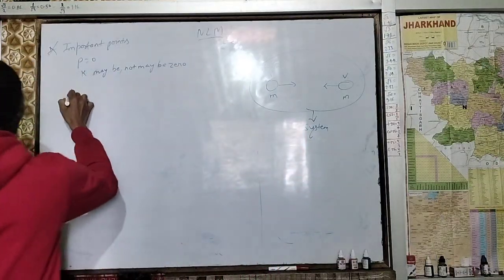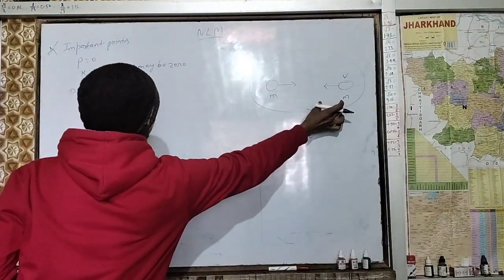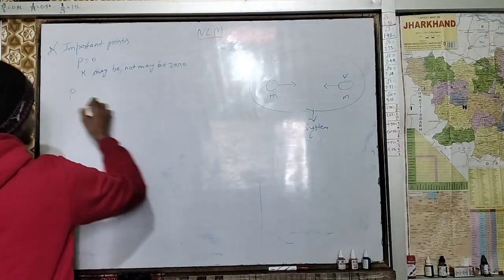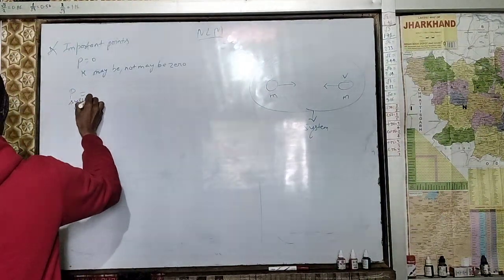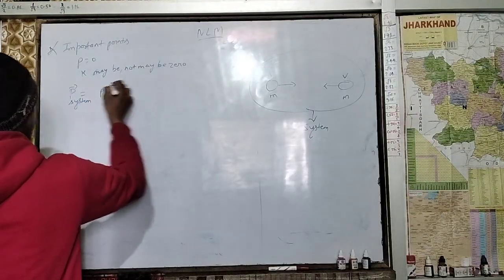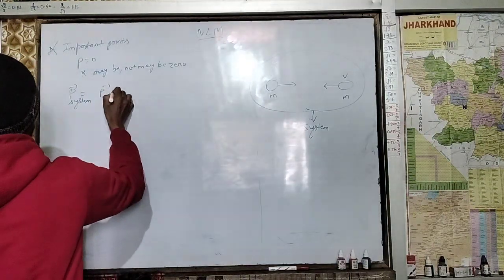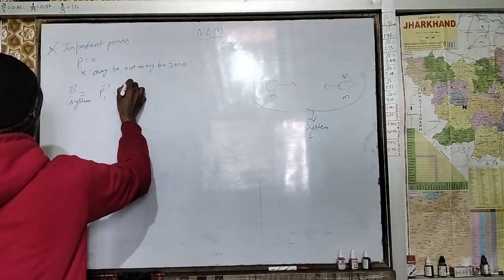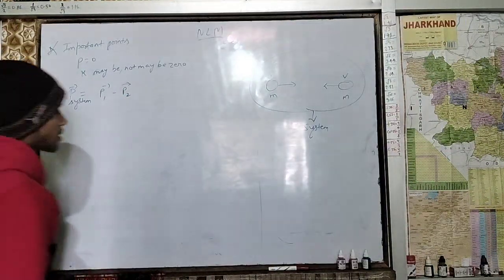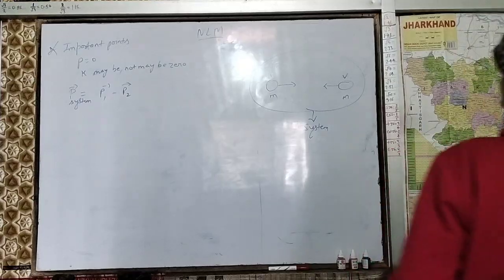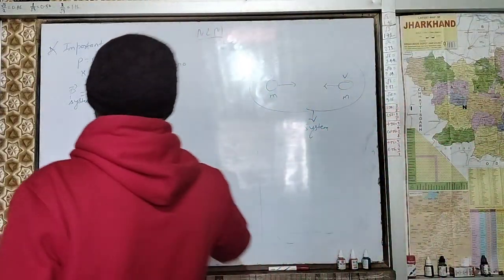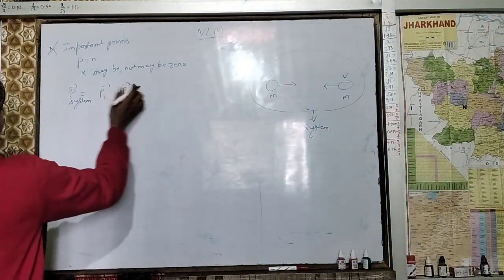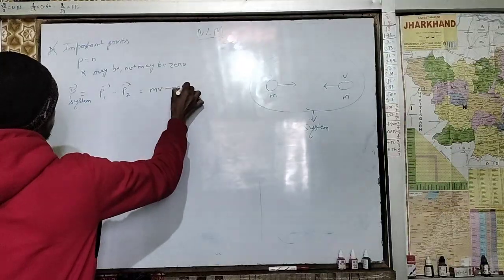The P system will be P1 plus P2, but the directions are opposite. For opposite direction, we take a minus. So P system will be P1 minus P2. Why minus? Because of direction. The masses are the same, so mv minus mv will be 0.